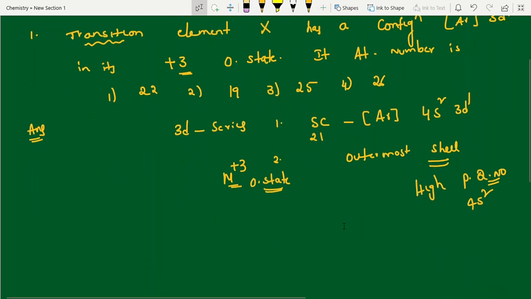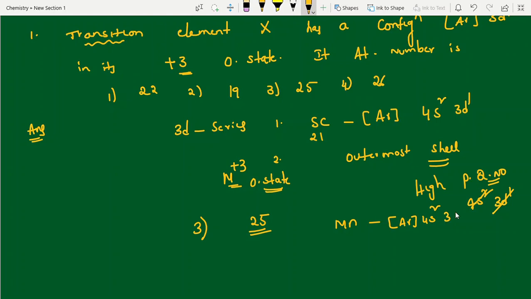In the outermost shell, how many electrons are there, students? Yes, 2 electrons. 2 electrons we are removing from 4s, and the next one from 3d, 1 electron it lost. That is the meaning. Now look into the question. Option 25 they gave, no? To understand the concept, I gave scandium as a general example. Now I am going to the question. Manganese: argon 4s2 3d5.